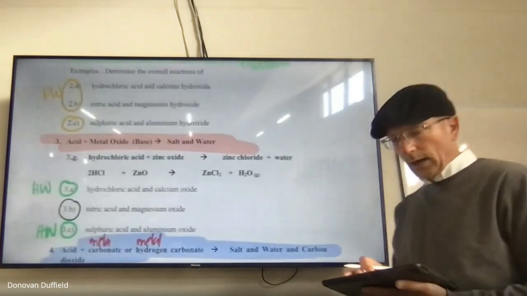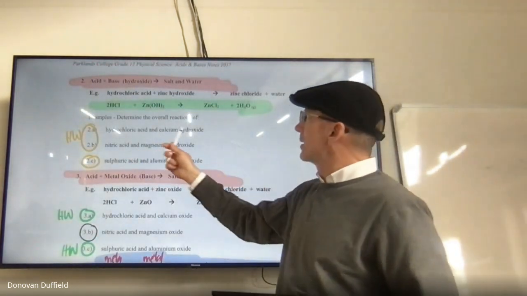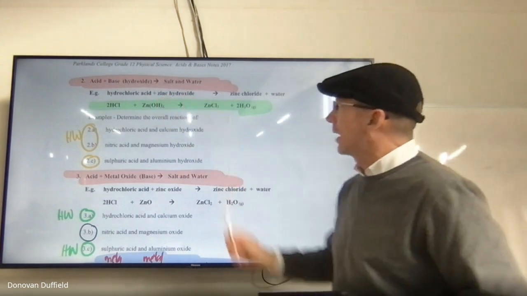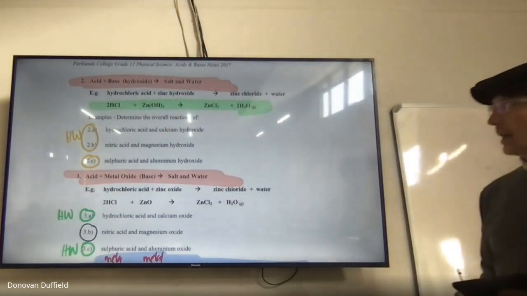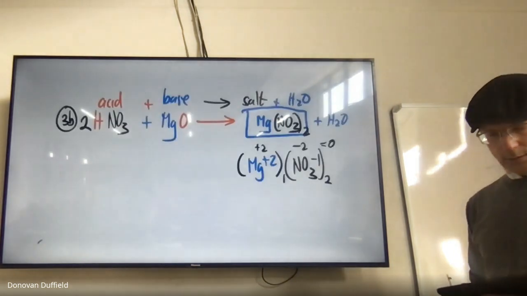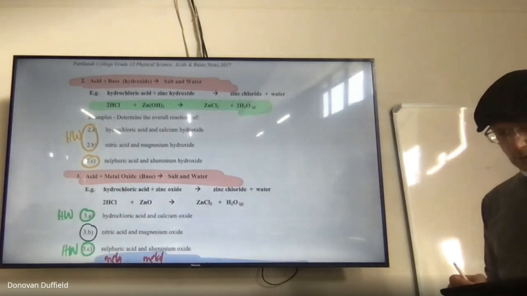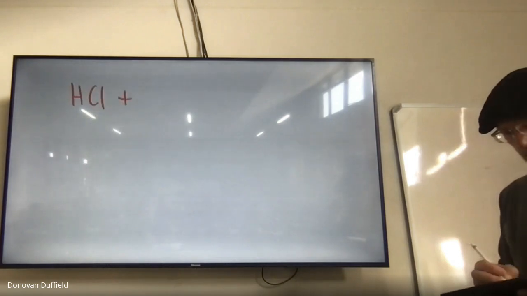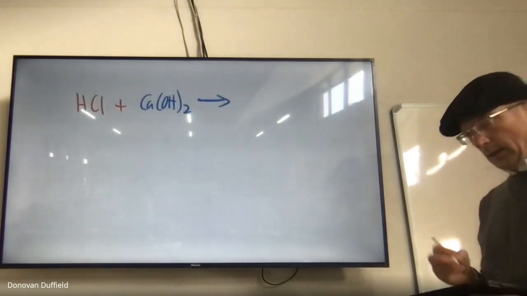Next one, I gave you hydrochloric acid and calcium hydroxide. Notice this is an acid plus a base produces salt and water. So we're dealing with hydrochloric acid and calcium hydroxide. HCl and calcium hydroxide. So we've got an acid plus a base.